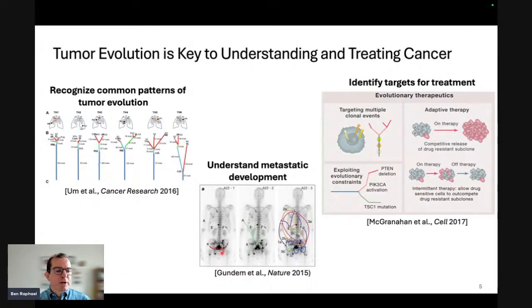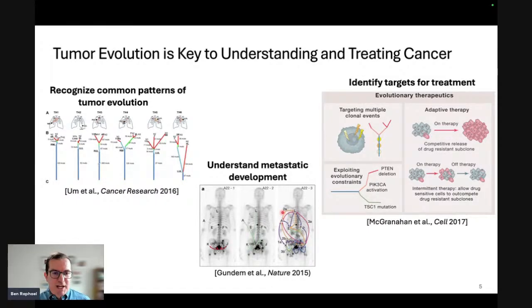We might also look at how the tumor has evolved and how cells have left the primary tumor, metastasized to distant organs, and seeded new tumors at these distant organs. And understanding this metastatic process is also key, because metastasis is really the major way that cancer leads to death.